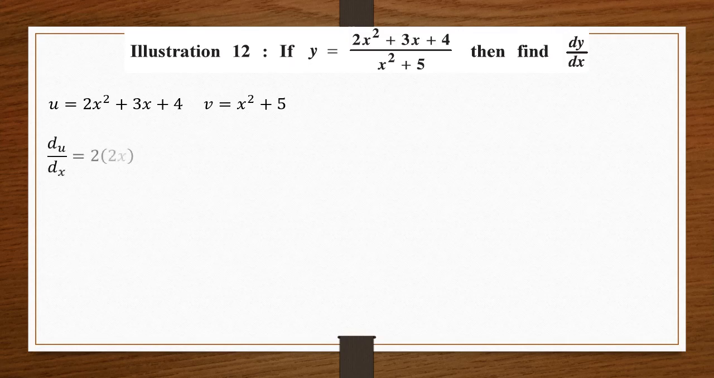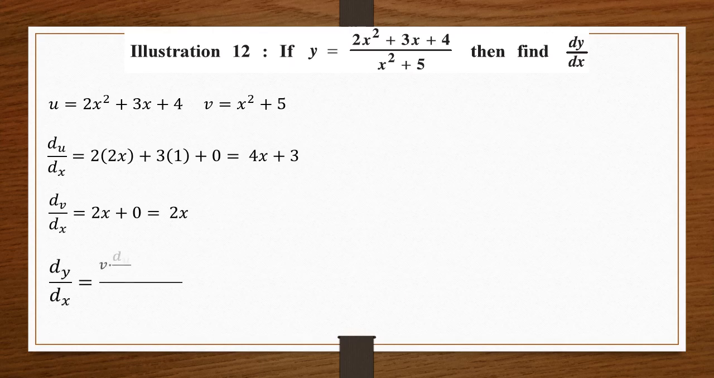So du upon dx, that is 2x square, x square makes it 2x, 2 comes into multiplication, so 2 into 2x, 3x, x will be just 1 and 4 will be 0. So 4x plus 3 will be the differentiation for u. Similarly, for dv upon dx, x square will be 2x and 5 will be 0, so just 2x. Now that we have to put into our equation as I have mentioned here.